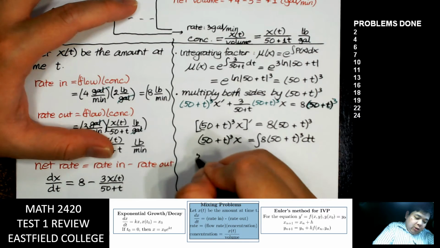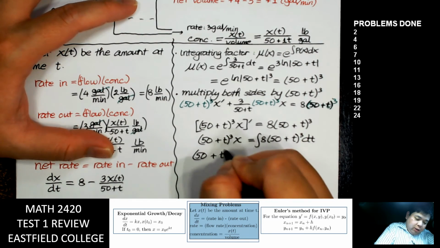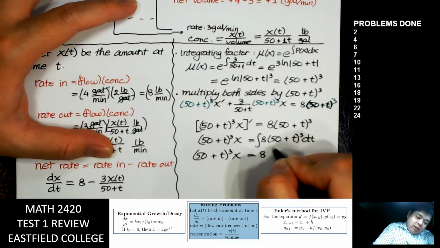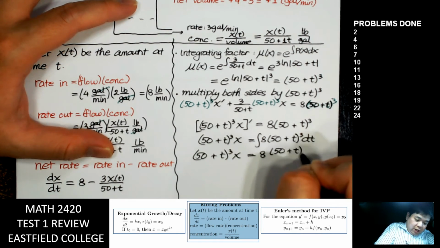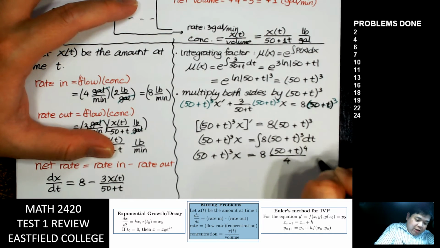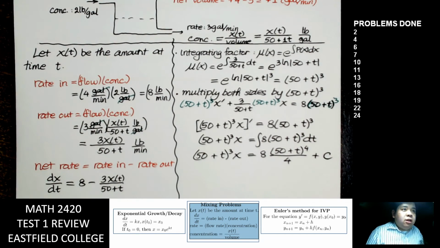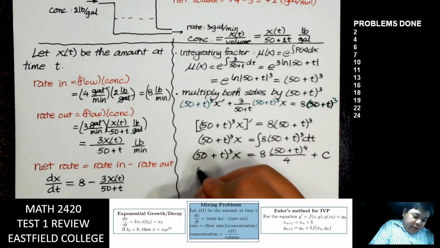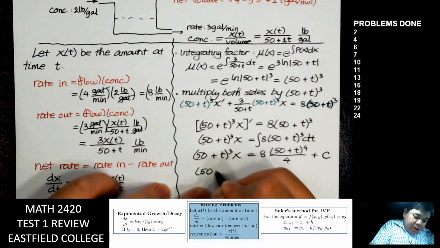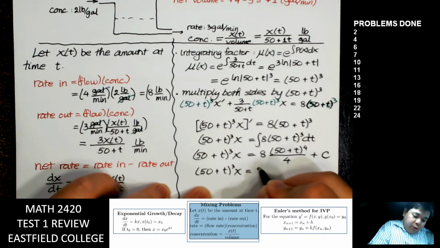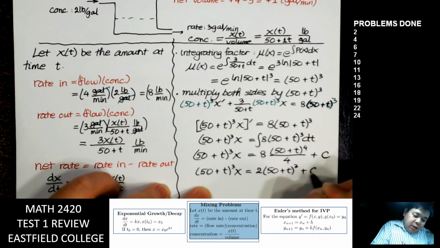Right. So (50 plus t) cubed x equal to the integral of this. Also substitution, I skip that step. Right, so we have this. The 4 and 4 cancel out. So we have (50 plus t) cubed x equal to 2 (50 plus t) to the third plus c.